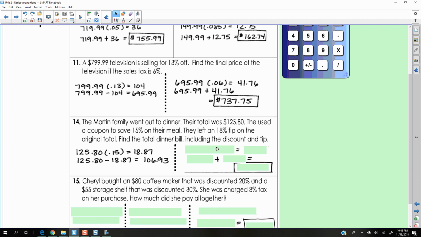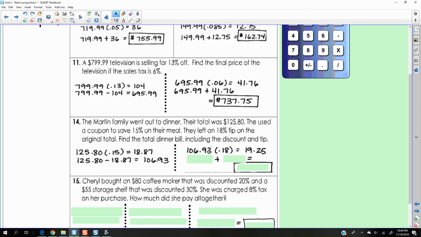So now we got to take the 125.80 and multiply that by the 0.18 for the tip. See that? And when you punch that in on your calculator, you get 19.25. Now remember, this is a tip. So if we're leaving a tip, we're going to be adding it to the total. So now we're going to take, oh, I guess, all right, forget that. It's not on the original total, just on the total from their discount.